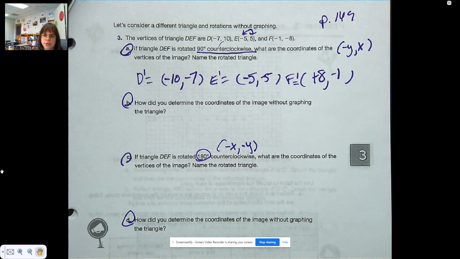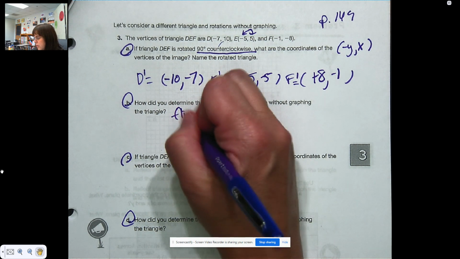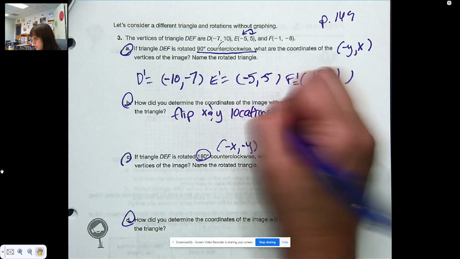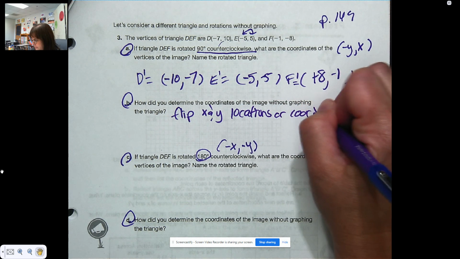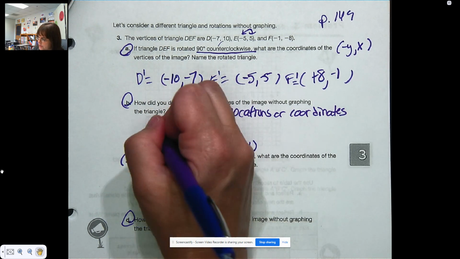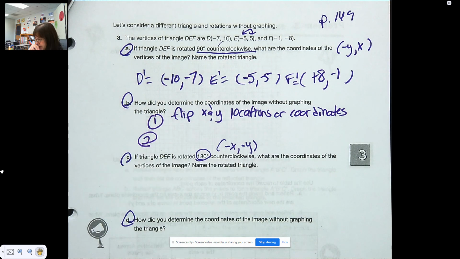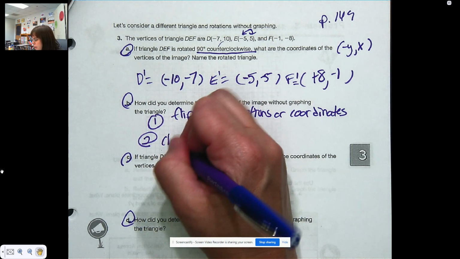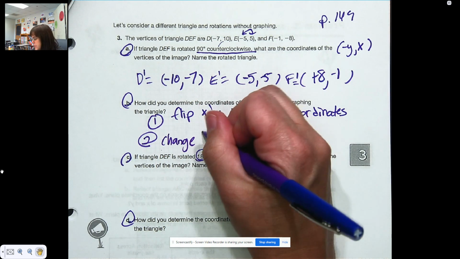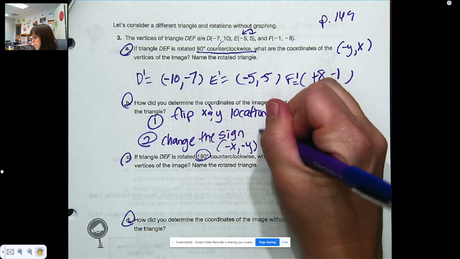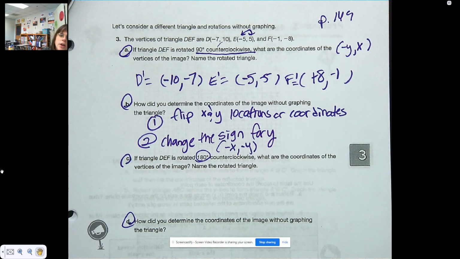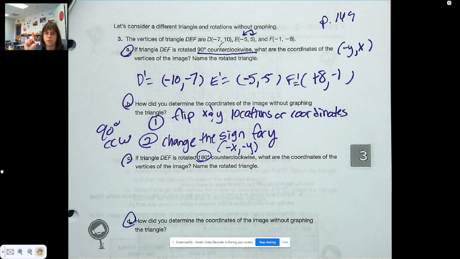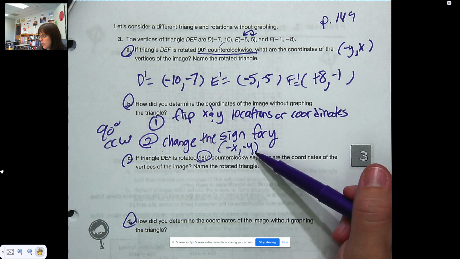And it said, how did we just figure that out? You flip the X and Y locations or coordinates. Number 2, once you do that, you change the sign for Y. Okay? So for a 90-degree counterclockwise rotation, once you know the coordinate, you flip it, and then you change the sign for Y.